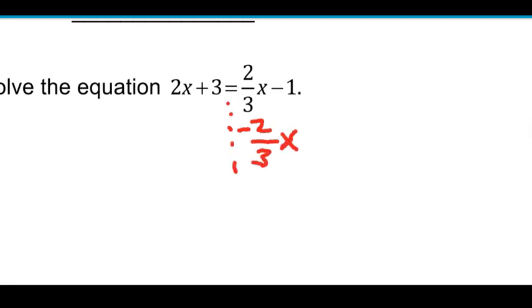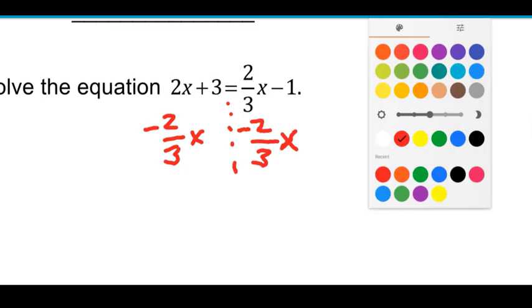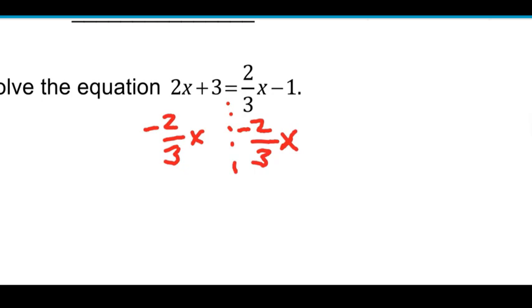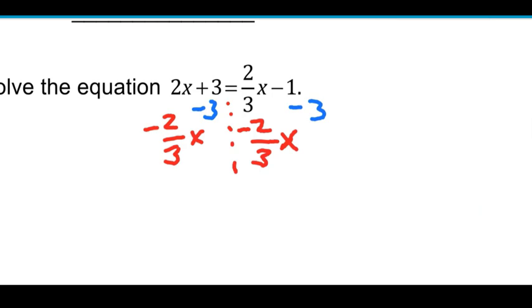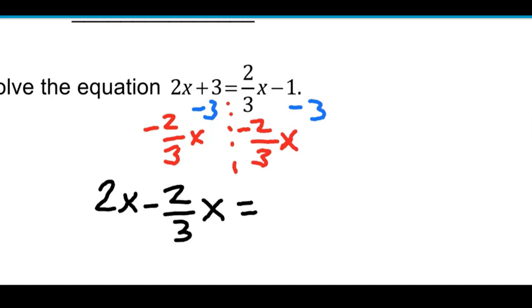So I'm going to subtract the 2/3 x from the right and also subtract it from the left, bringing the x terms on the same side of the equal sign. Just to save some writing, let's go ahead and move the numbers to the right side. So I'm going to subtract 3 from the left side as well as the right side. So all that remains on the left side is 2x minus 2/3 x, and the right side is going to be -1 minus 3 more.